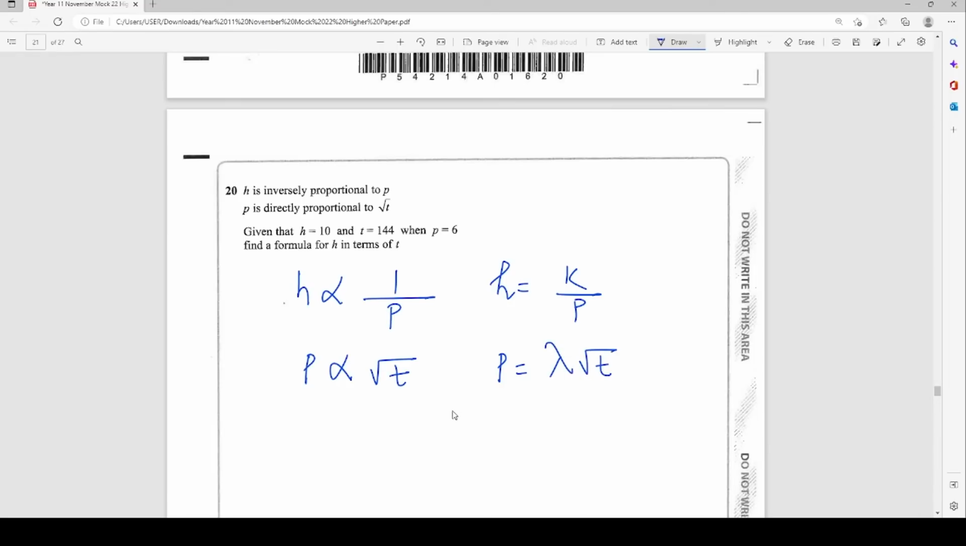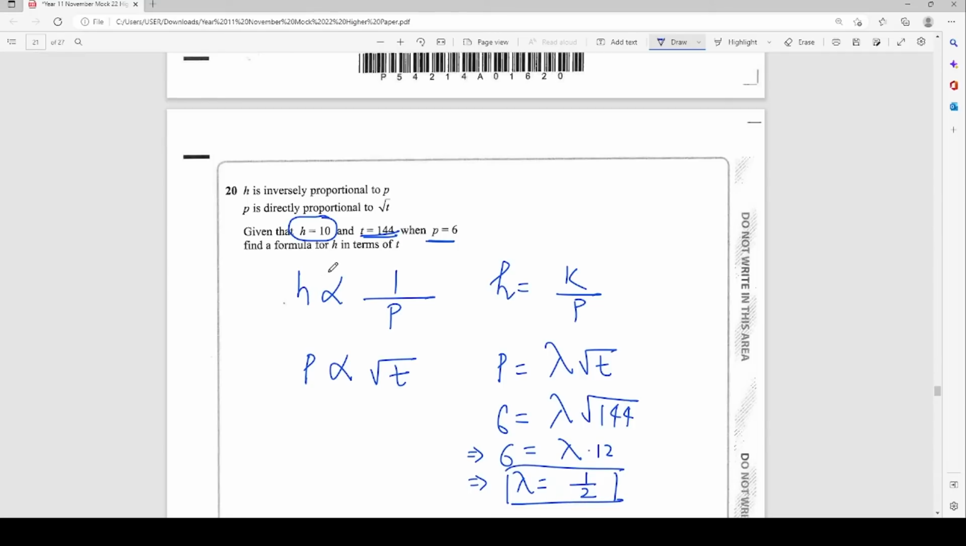Okay. Now fellas, what we have got here: given that h is equal to 10, t is equal to 144 when p is equal to 6. So let's use this. So 6 is equal to lambda times root under 144. It means 6 is equal to lambda times 12, since root 144 is nothing but 12. That means my lambda is nothing but 1 over 2. So I got my lambda here.